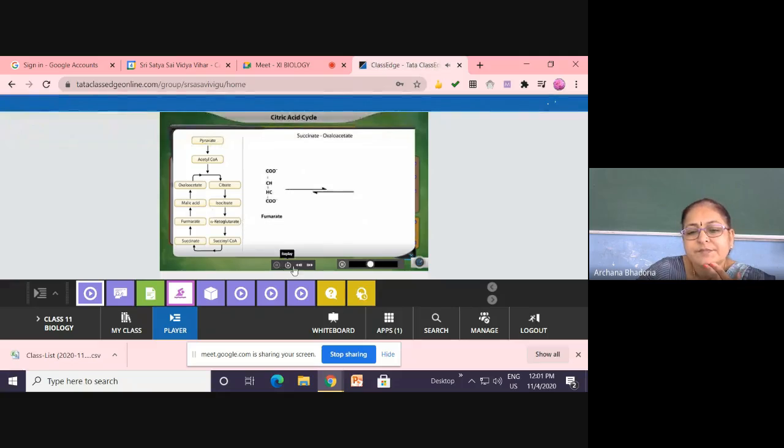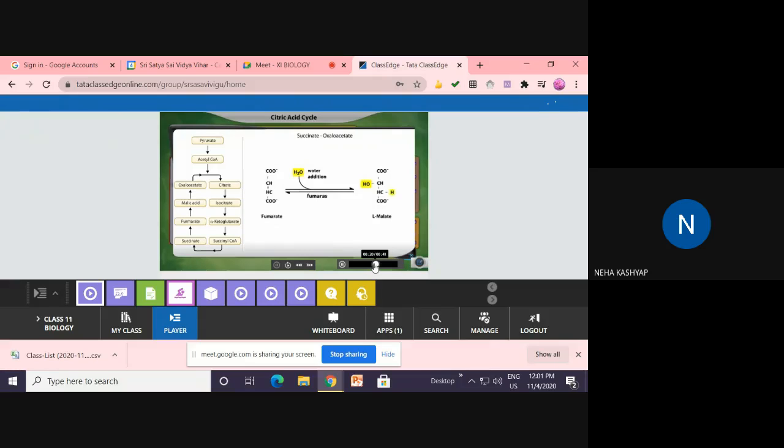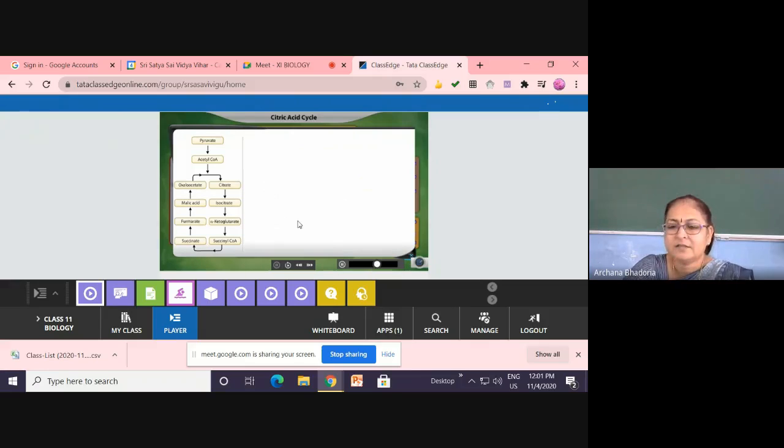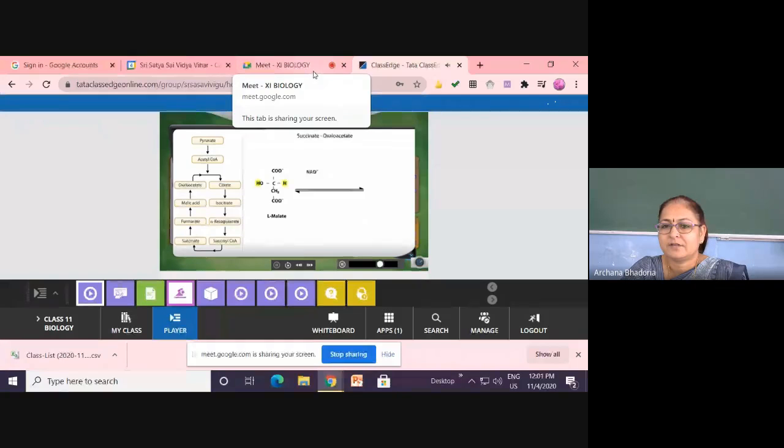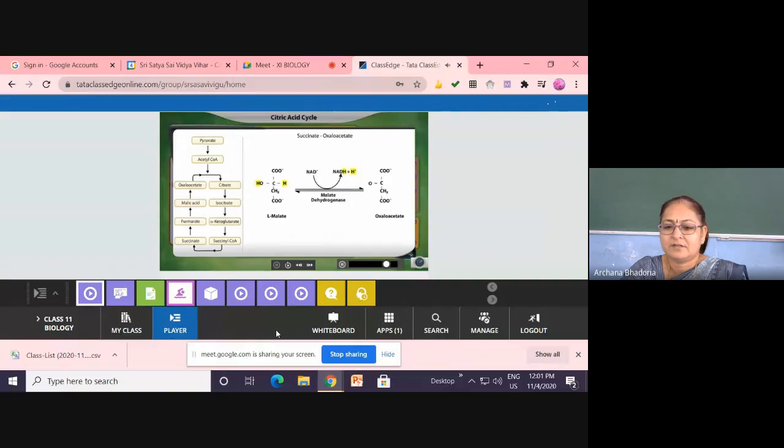Next, fumarate is hydrated to malate by the enzyme fumarase. Okay. Malate is then dehydrogenated by malate dehydrogenase to oxaloacetate. A molecule of NAD+ is reduced to NADH plus H+. This is the last step of the Krebs cycle.